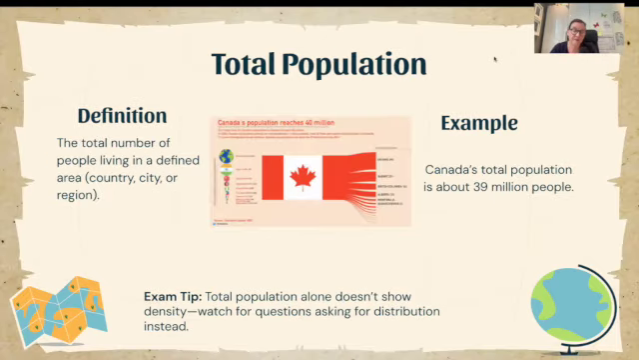Total population. This is the total number of people living in a defined area. For example, a country, city, or a region. For example, Canada's total population is approximately 39 million people. Here's an exam tip. Total population alone doesn't show density. Watch for questions asking for distribution instead.